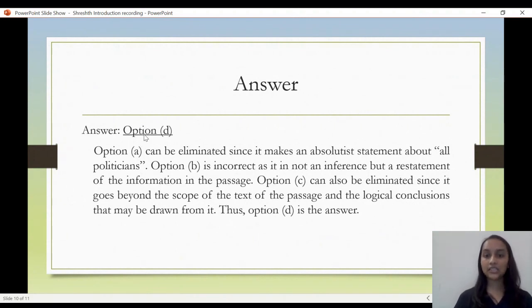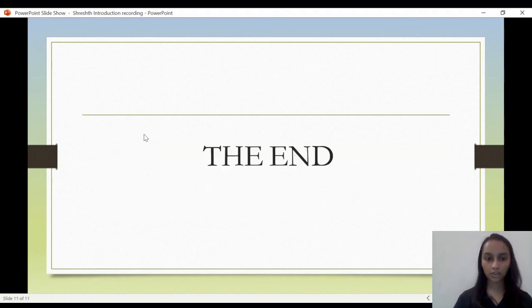Option A can be eliminated since it makes an absolutist statement about all politicians. Option B is incorrect as it is not an inference but a restatement of the information of the passage. Option C can be eliminated since it goes beyond the scope of the text of the passage and the logical conclusions that may be drawn from it. So option D is the answer. Alright, with that we come to the end of the video. Good luck.